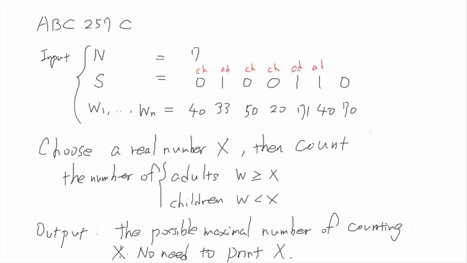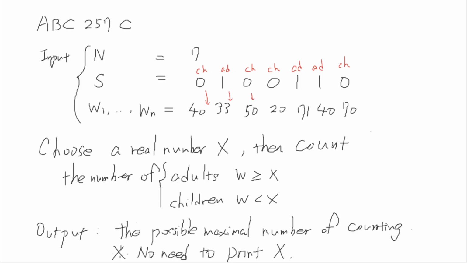Like this. Each W i is the weight of the person. So the first one has 40, and then the second person's weight is 33, and so on.